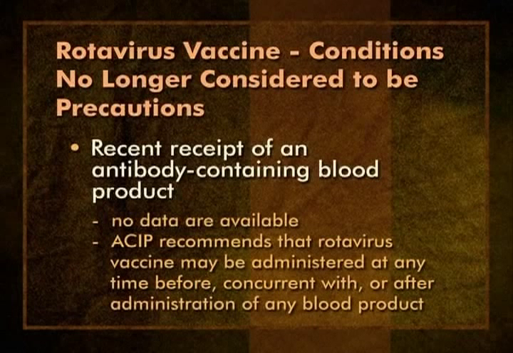The second condition, no longer considered to be a precaution to rotavirus vaccination, is recent receipt of an antibody-containing blood product. The 2006 rotavirus ACIP statement suggested a 6-week deferral of vaccination after receipt of an antibody-containing blood product. No data are available on the immune response to rotavirus vaccine in infants who have recently received a blood product. In theory, infants who have recently received an antibody-containing blood product might have a reduced immunologic response to a dose of oral rotavirus vaccine. However, 2 or 3 doses of vaccine are administered in the full rotavirus vaccine series, and no increased risk for adverse events is expected. ACIP now recommends that rotavirus vaccine may be administered at any time before, concurrent with, or after administration of any blood product.